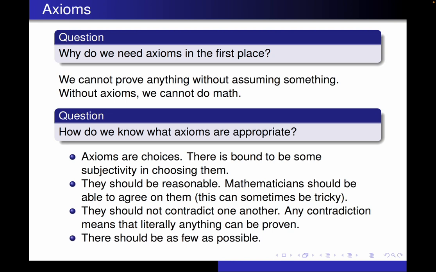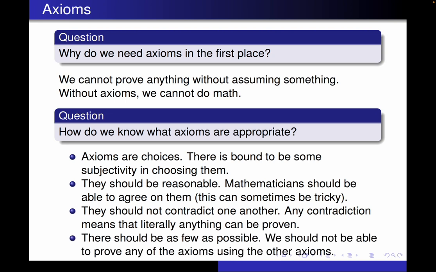There should probably be as few as possible. And in particular, we should not be able to prove one of the axioms using the rest of the axioms, right? That would be completely redundant.